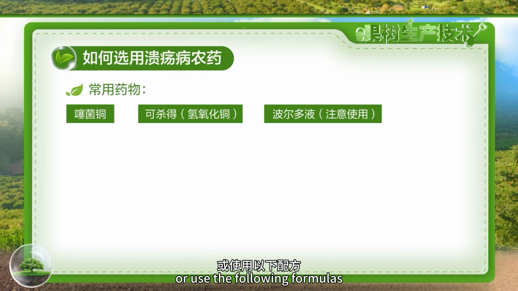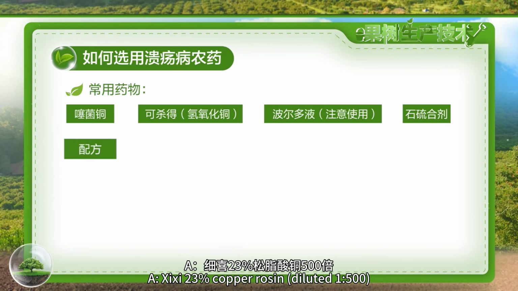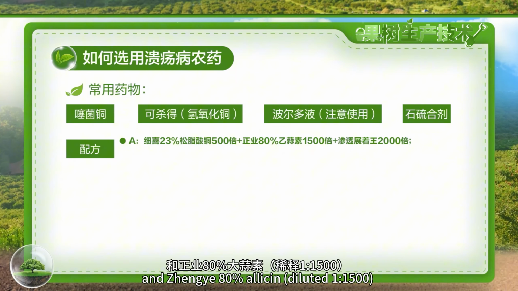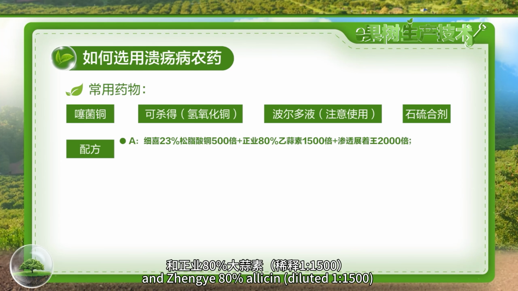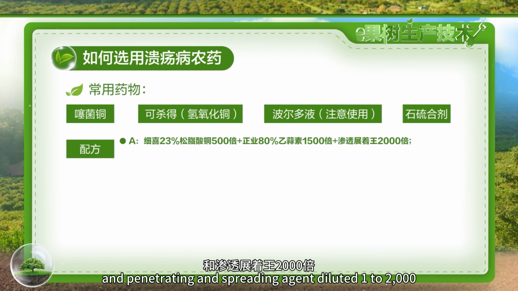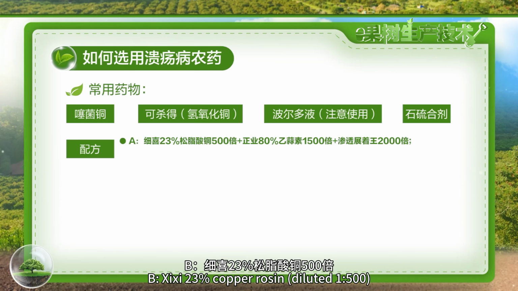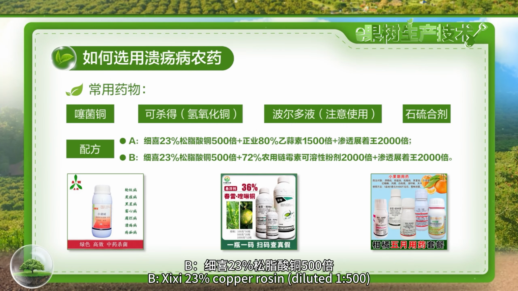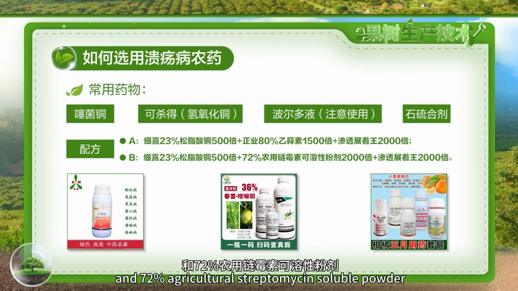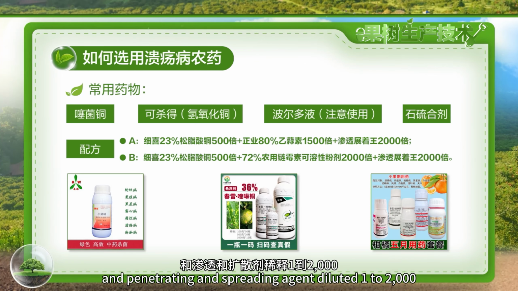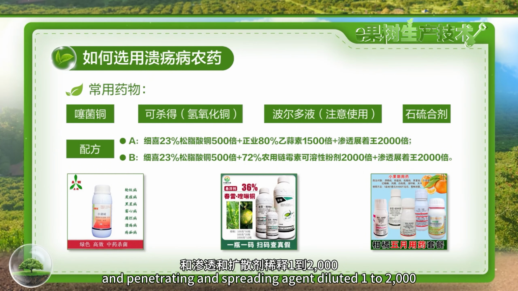Or use the following formulas. A. Shishi 23% copper rosin, diluted 1 to 500, and Jungya 80% allicin, diluted 1 to 1500, and penetrating and spreading agent, diluted 1 to 2000. B. Shishi 23% copper rosin, diluted 1 to 500, and 72% agricultural streptomycin soluble powder, diluted 1 to 2000, and penetrating and spreading agent, diluted 1 to 2000.